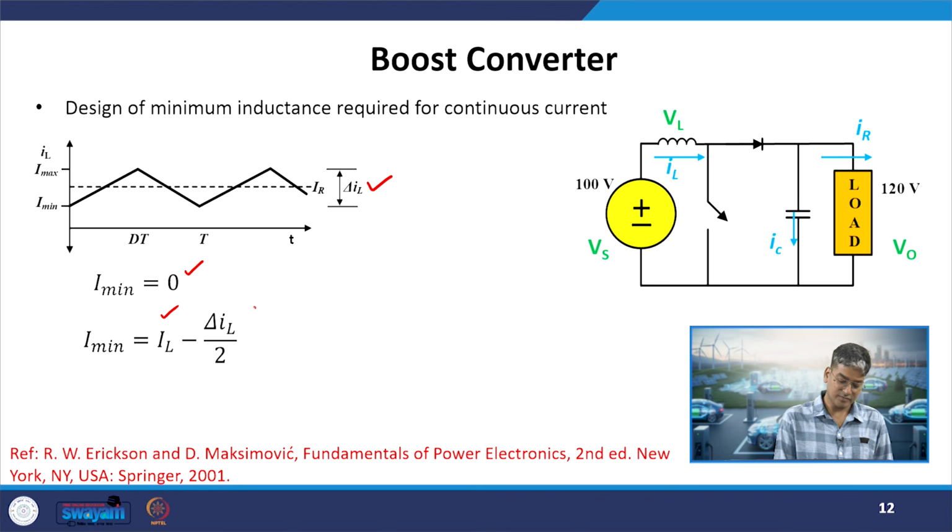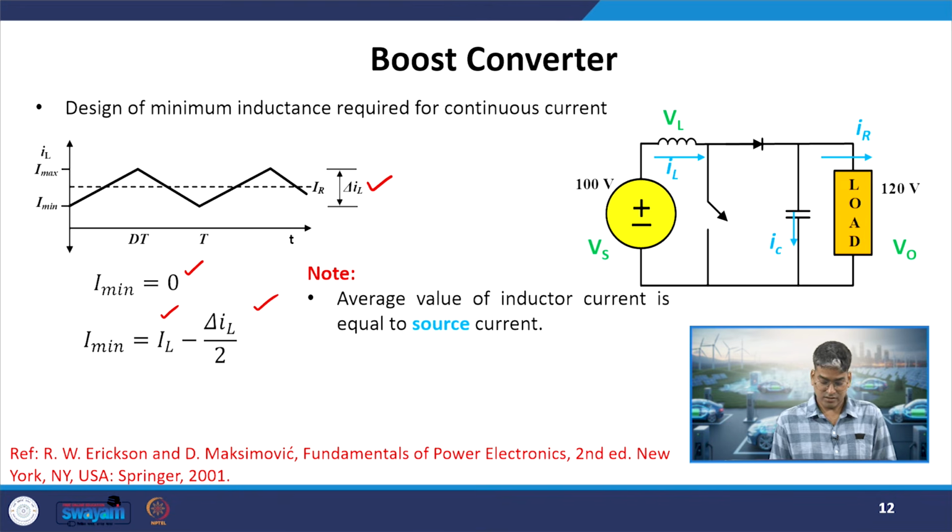The average inductor current minus 50% of the ripple through it. Then note the average value of the inductor current is equal to the source current. Okay, so from where have we got this conclusion?